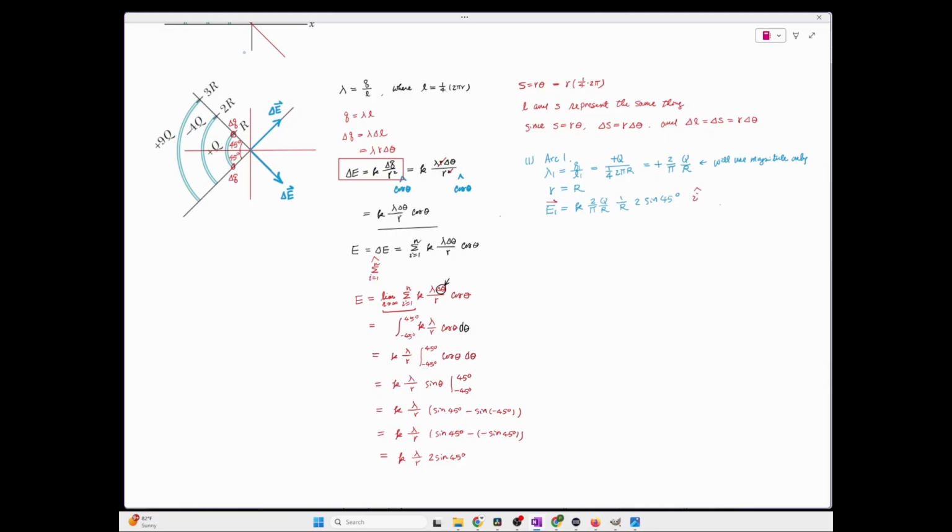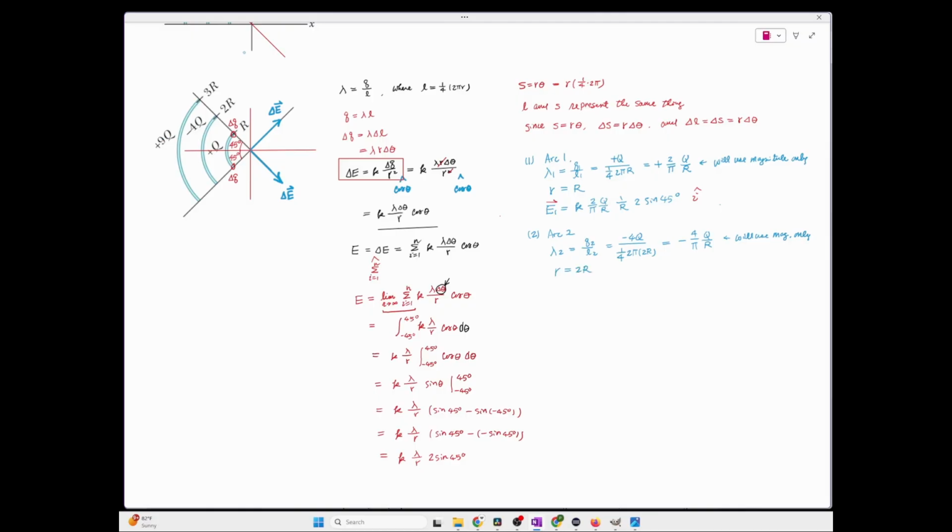Moving on to the second arc, let's first calculate the linear charge density. In this case, the total charge is negative 4Q, and the length is a quarter of the circumference. But notice that this time, the radius is 2R. And notice that we again have an expression that has a sign in front, this time a negative sign. But when we are ready to plug in, we will use the magnitude only. And for this second arc, the radius is 2R.